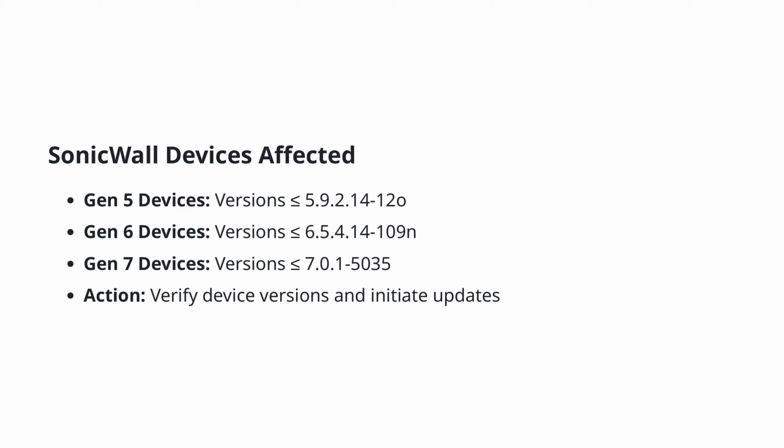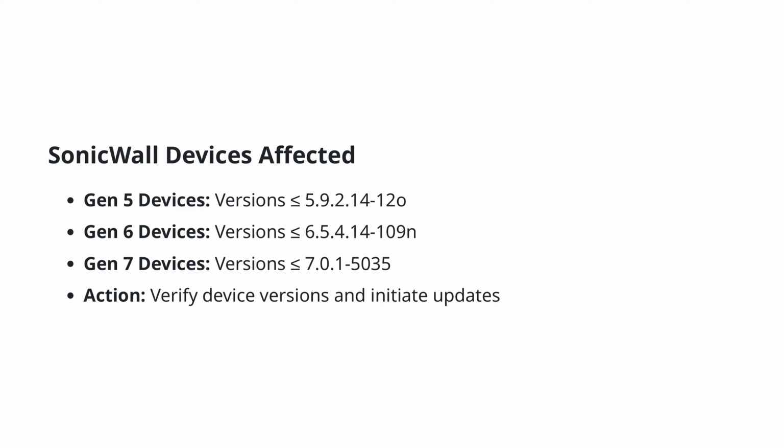In this slide, we focus on the specific SonicWall devices that are vulnerable to certain types of unauthorized access. These affected devices span across different generations, namely Gen 5, Gen 6, and Gen 7. For Gen 5 devices, any versions up to and including 5.9.2.14.12.0 are susceptible. In the case of Gen 6 devices, vulnerabilities exist in versions up to 6.5.4.14.109n.